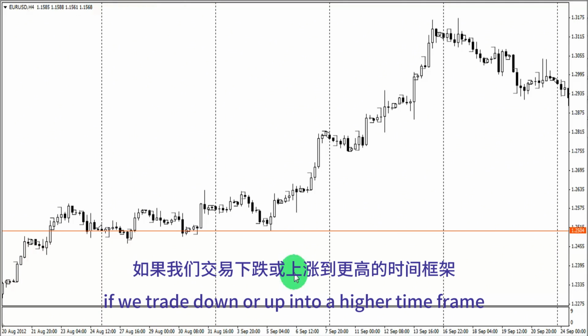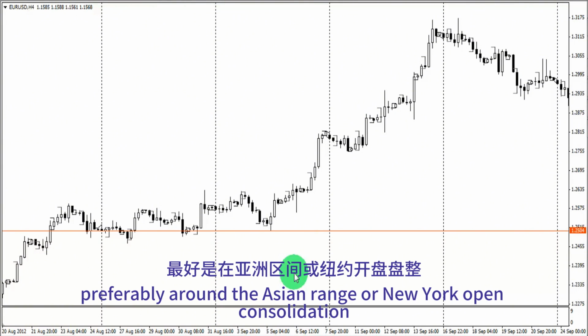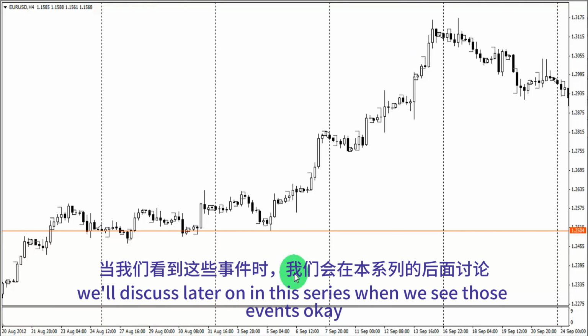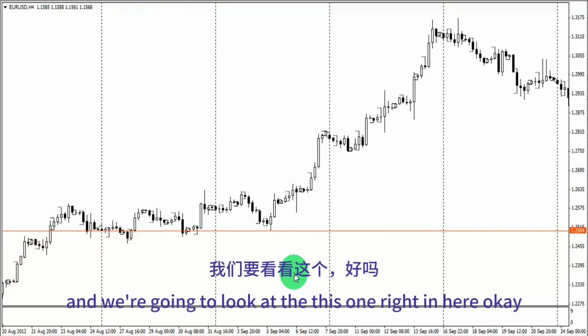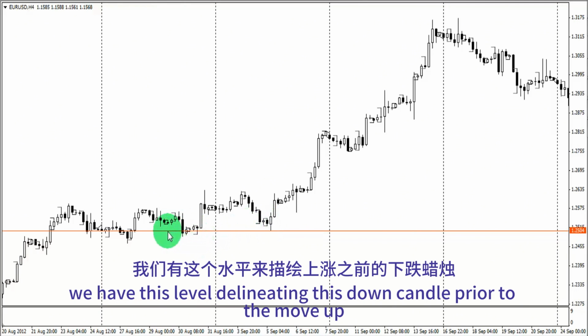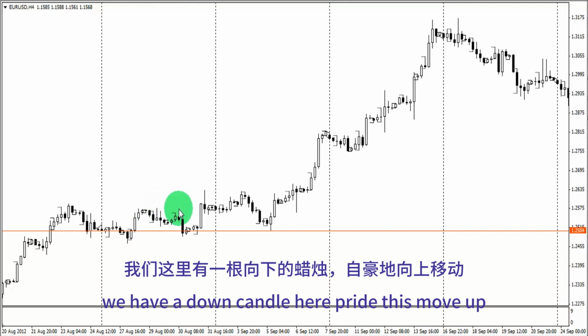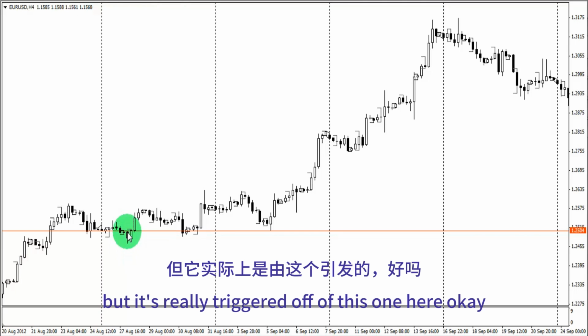If we trade down or up into a higher time frame order block after a consolidation, preferably around the Asian range or New York open consolidation we'll discuss later on in this series, when we see those events, we're going to look at this one right in here. We have this level delineating this down candle prior to the move up. You see that big surge up? We have a down candle here prior to this move up, but it's really triggered off of this one here.